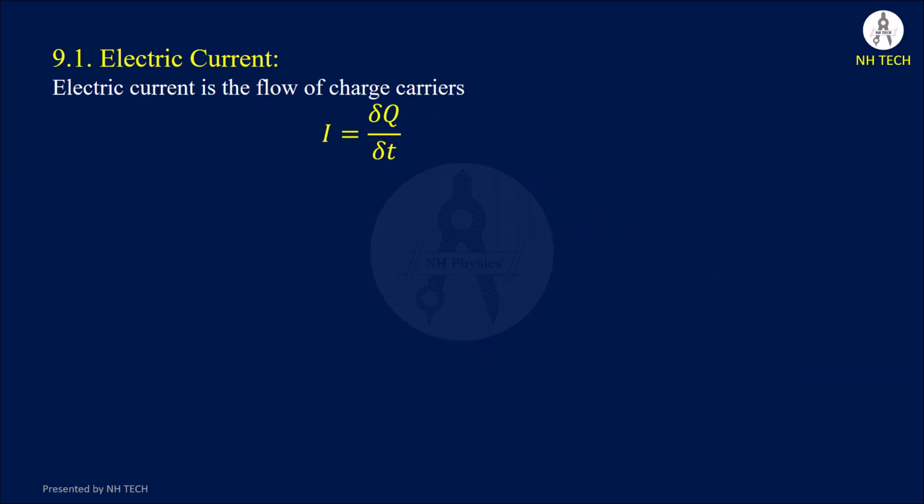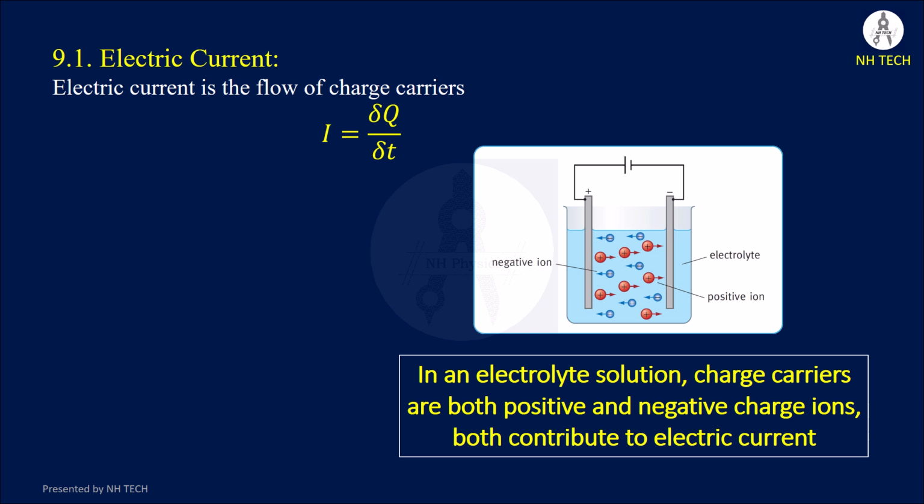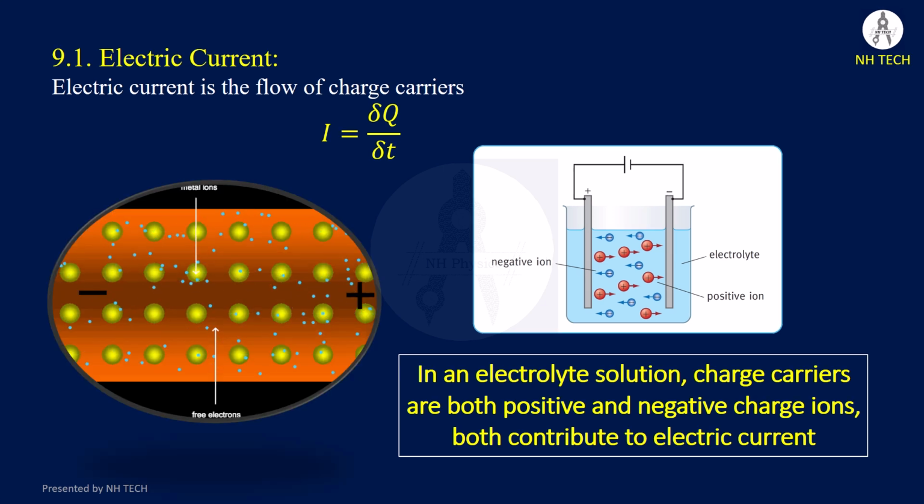Electric current is basically the flow of charge carriers. In an electrolyte solution, the charge carriers are positive and negative ions, and in a metal wire, the charge carriers are free electrons. Actually, in metals, atoms are fixed, so only free electrons can move. Applying a potential difference causes electrons to move with a drift speed, creating electric current.